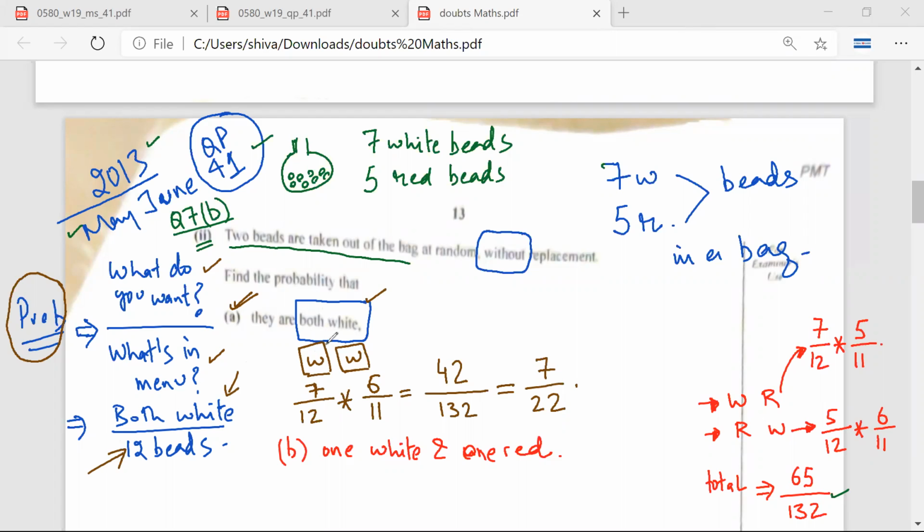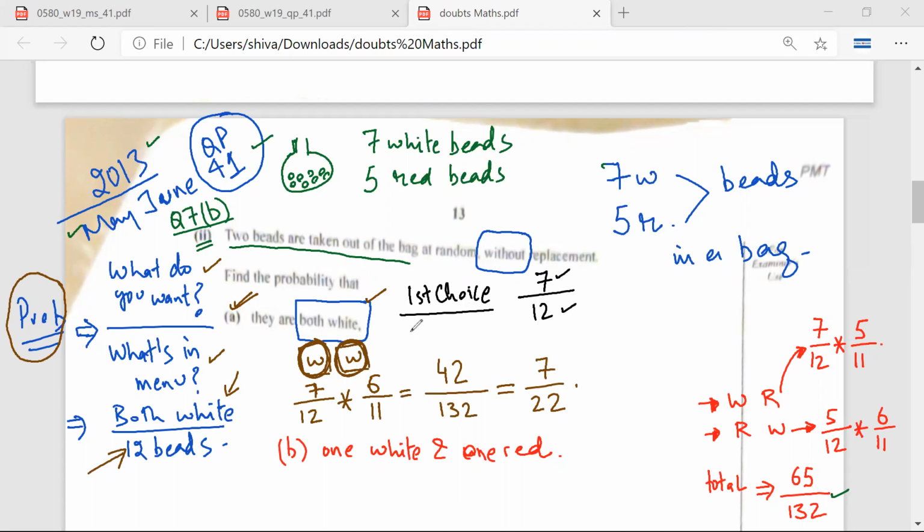So what I want is that the first bead should be white and the second bead which I choose from the bag should also be white. Now, the thing to be understood is that for the first choice, when I take out a bead, the probability is 7 by 12, because effectively there will be 12 beads in the bag, and 7 of them would be white. So this is my first choice.